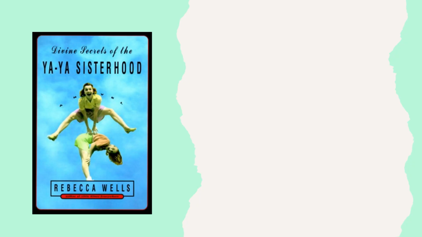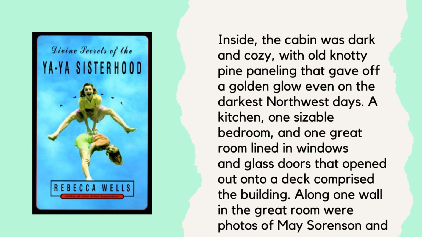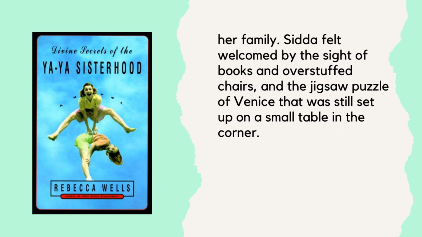You can still use longer, more detailed or complex descriptions. Look at this description from The Divine Secrets of the Yaya Sisterhood by Rebecca Wells. Inside the cabin was dark and cozy, with old knotty pine paneling that gave off a golden glow even on the darkest northwest days. A kitchen, one sizable bedroom, and one great room lined in windows and glass doors that opened out onto a deck comprised the building. Along one wall in the great room were photos of May Sorensen and her family. Sita felt welcomed by the sight of books and overstuffed chairs and the jigsaw puzzle of Venice that was still set up on a small table in the corner.